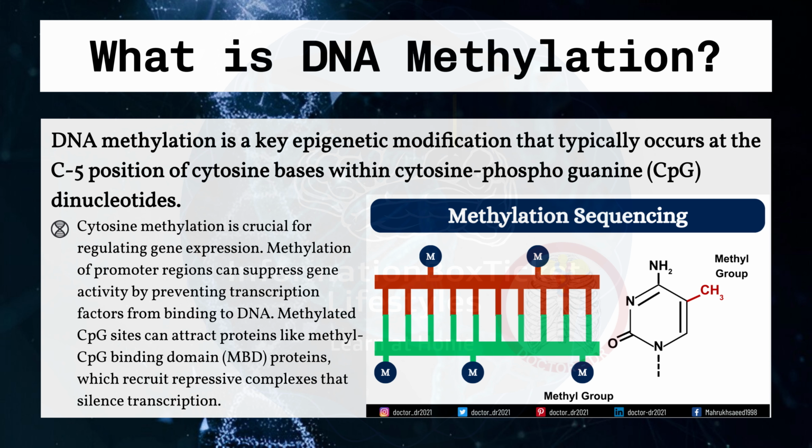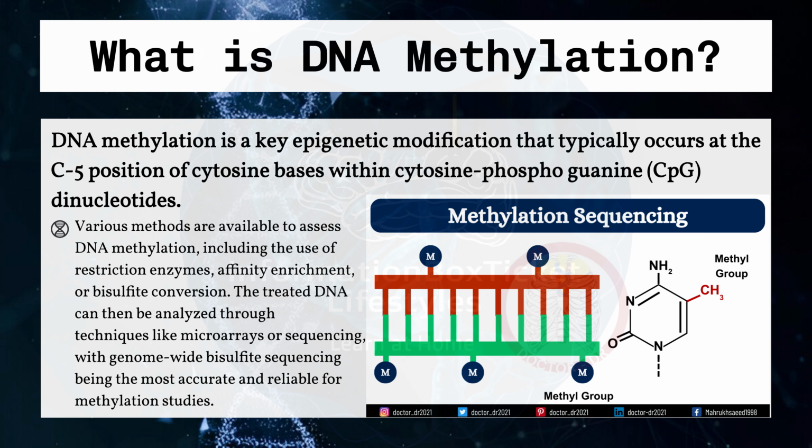Cytosine methylation is crucial for regulating gene expression. Methylation of promoter regions can suppress gene activity by preventing transcription factors from binding to DNA. Methylated CpG sites can attract proteins like methyl-CpG binding domain proteins, which recruit repressive complexes that silence transcription.